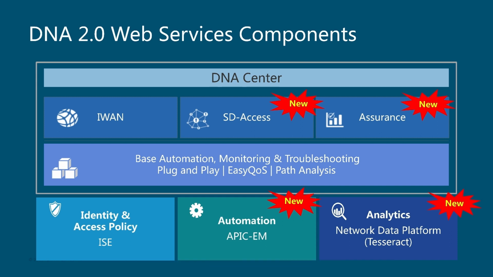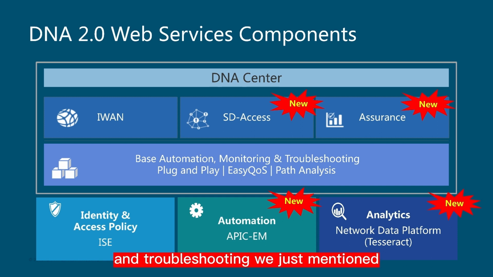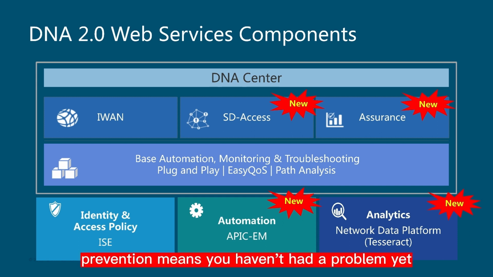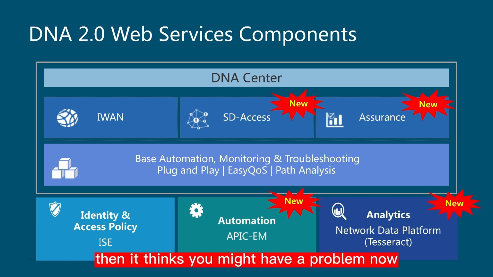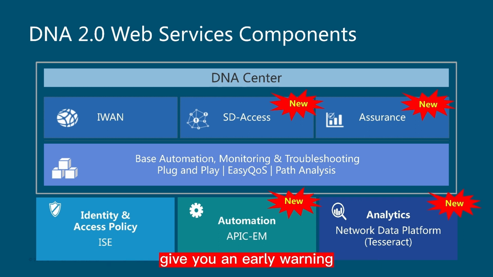Look down. Assurance. It is different from the monitoring and troubleshooting we just mentioned. Troubleshooting is generating errors and telling you why, then giving you the solution. Prevention means you haven't had a problem yet, but due to the powerful database matching in the background, it thinks you might have a problem now and gives you an early warning.